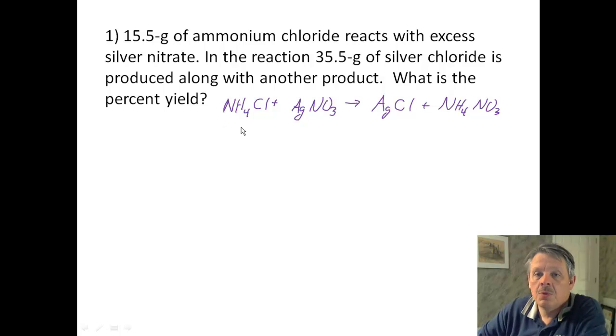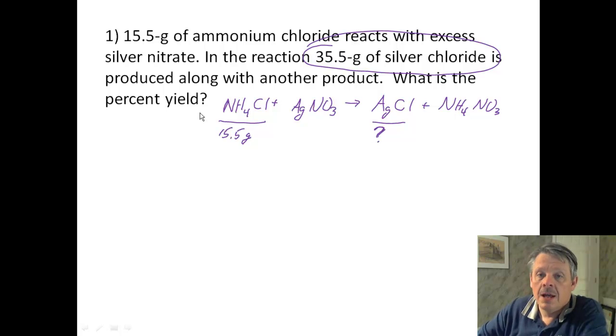So we're starting with 15.5 grams of ammonium chloride, and we have to figure out, because it tells us how much silver chloride was actually produced in the lab. So what we have to do is figure out how much silver chloride should have been produced. All right, well, to do that, we need to know the mass of ammonium chloride. So let's start with NH4Cl and figure out its molar mass.